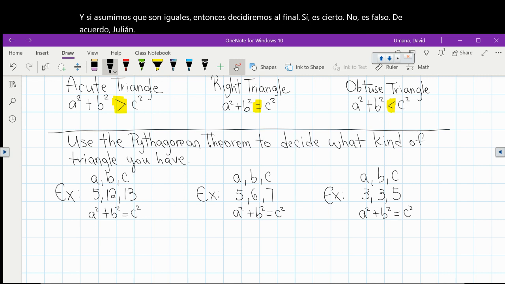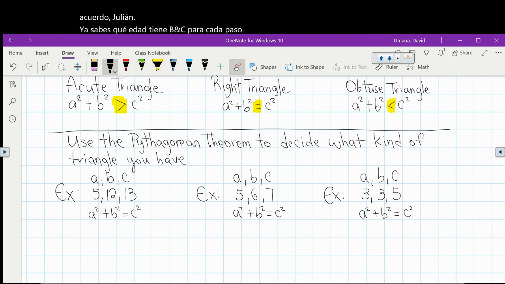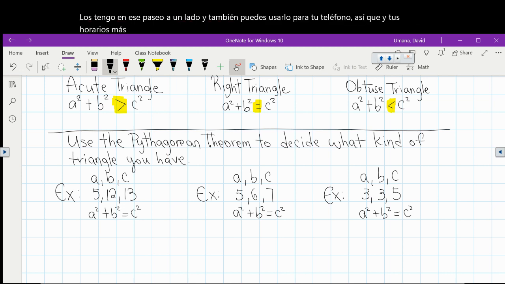So plug it in. You already know what A, B, and C are for each section. If you're not so sure about your squares, I have them up on that wall on the side, and you can also use your phone. And you have your times tables pretty much everywhere. Some of you still have that little card, for example. So there's several choices for that.